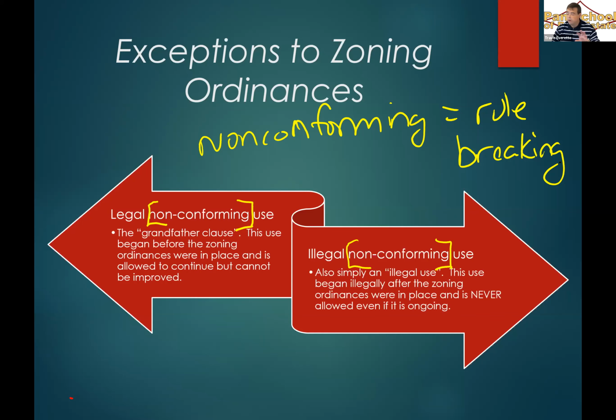So now that we're clear on what non-conforming means, let's talk about the two different varieties of non-conforming. Either legal non-conforming or illegal non-conforming. I think it's easier to understand the illegal version. If you break a rule when the rule is already in effect, that's an illegal non-conforming use. Is everybody with me on that?